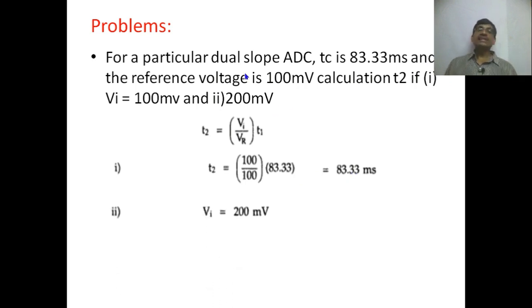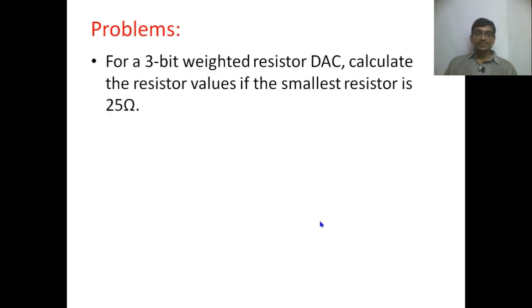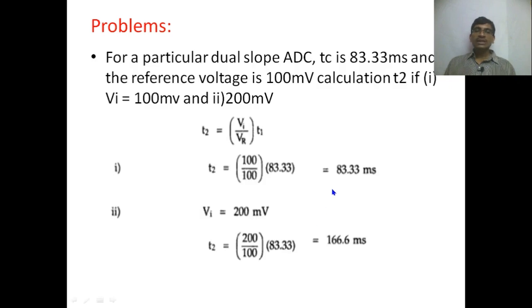In the second case, the input voltage Vi is 200 millivolts. Therefore, T2 is equal to 200 by 100 into 83.33, which will be equal to 166.6 milliseconds. That is the T2 time. This is the dual slope ADC problem.